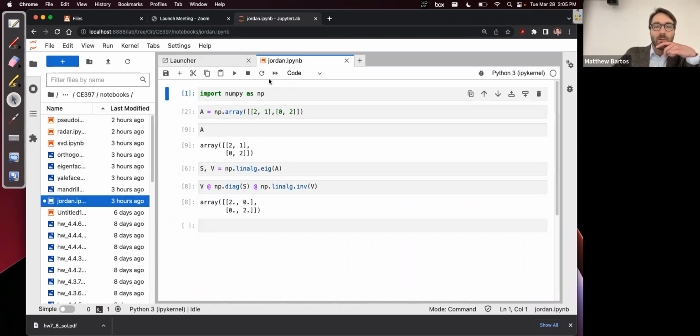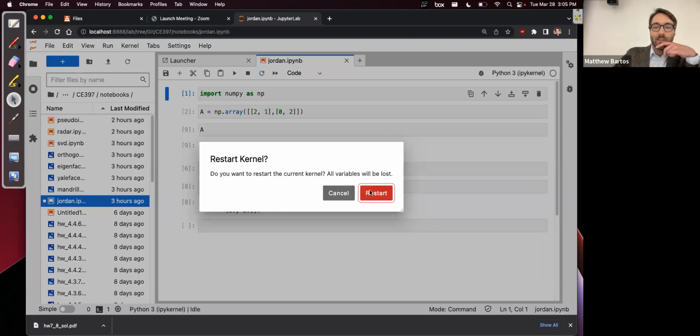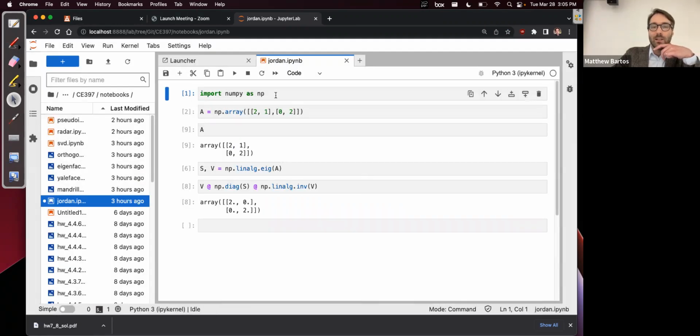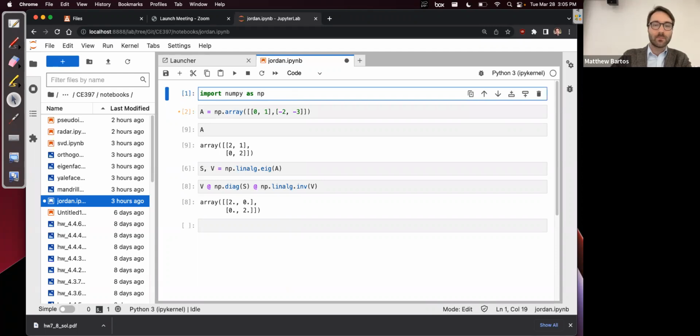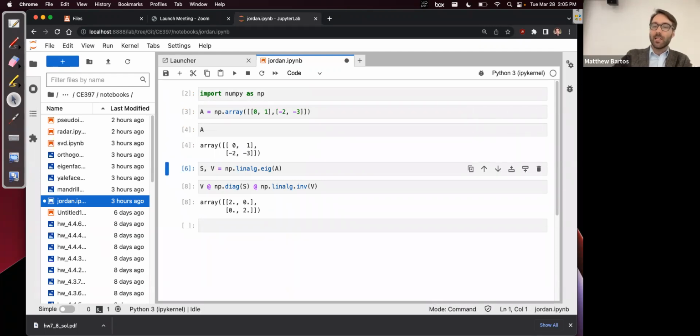Okay, so here we have that same matrix we were looking at before. Actually, let me go ahead and set this to be the matrix we looked at originally. So we had 0, 1, -2, -3, right? So we can write out that matrix. We can compute the eigenvalues of A using this function in NumPy, so np.linalg.eig.